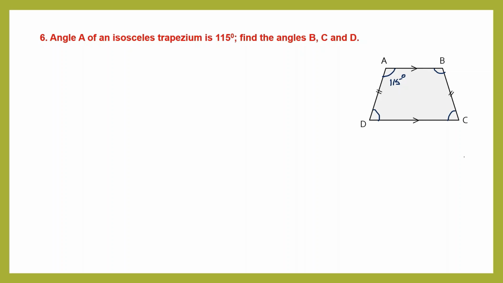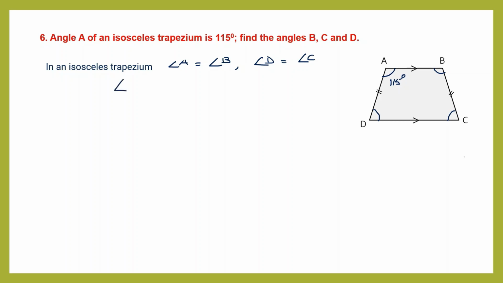in length. So in an isosceles trapezium, there are a few things you have to remember: that angle A will be equal to angle B and angle D will be equal to angle C. This is one part. The next thing that you already know is that the co-interior angles will be equal to 180. Keeping these properties in mind, let's find the different angles.